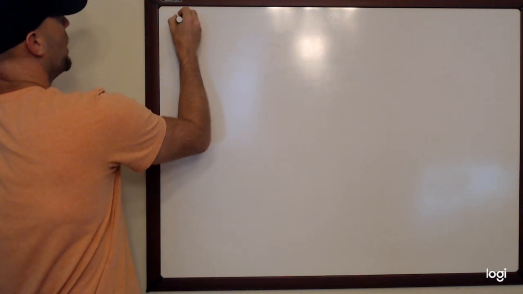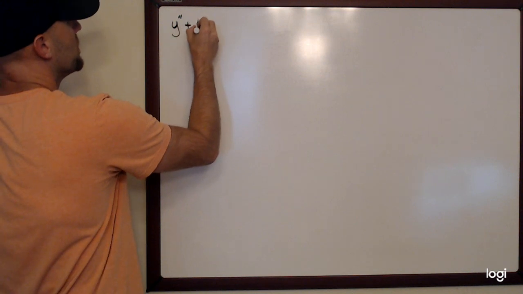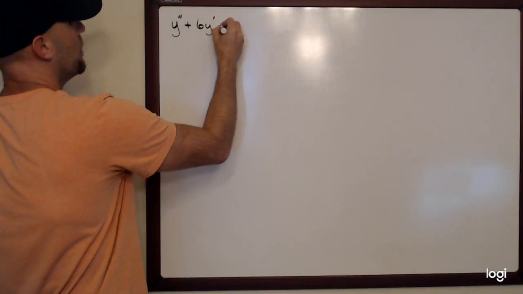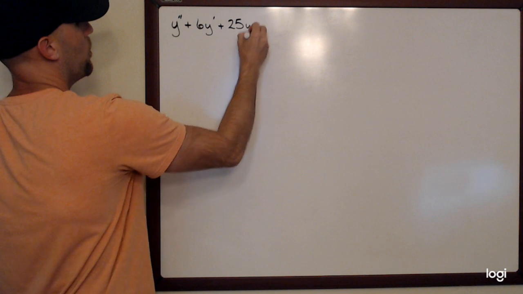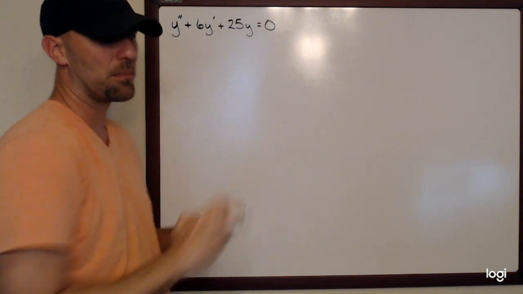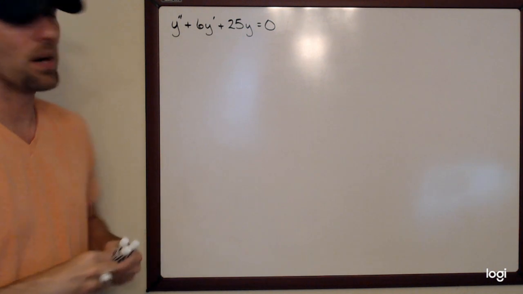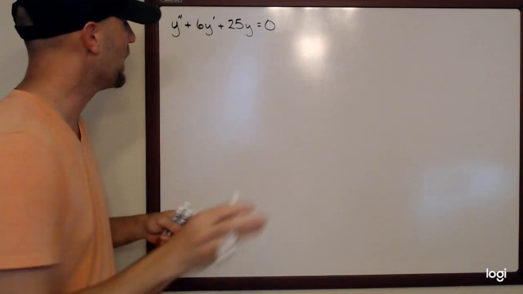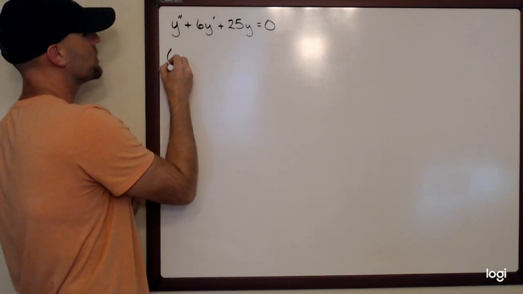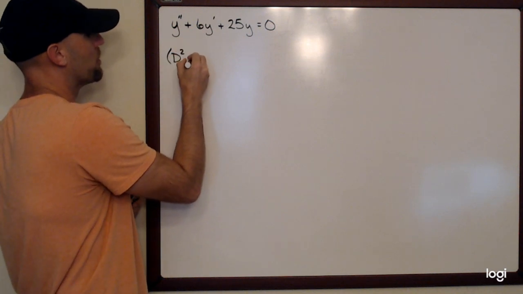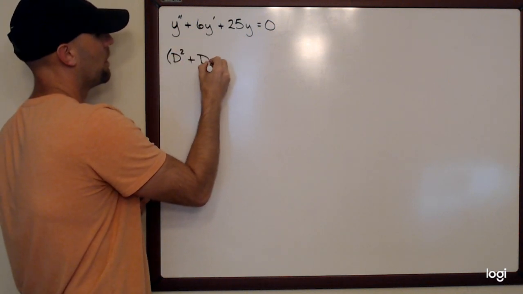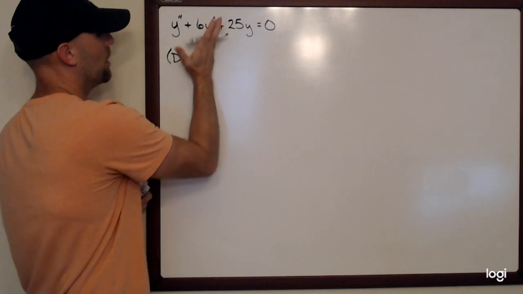y double prime plus 6y prime plus 25y equals 0. All right, this one has complex solutions. Okay, so what do we do? Well, again, the goal here is we're going to rewrite this with the polynomial differential operator. Let me write 6D instead.